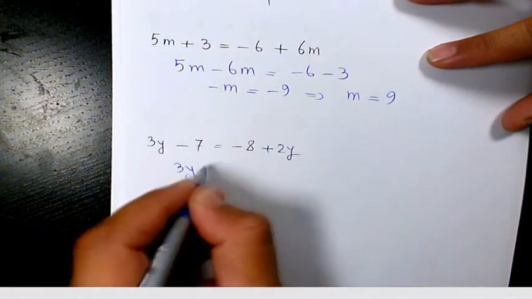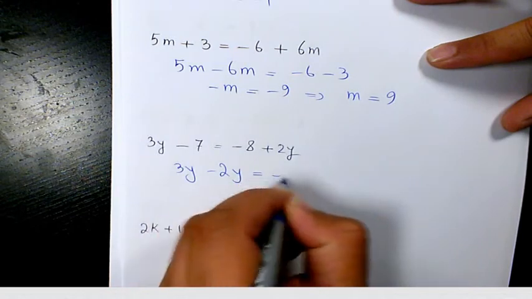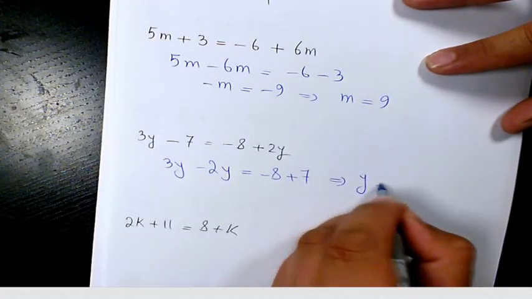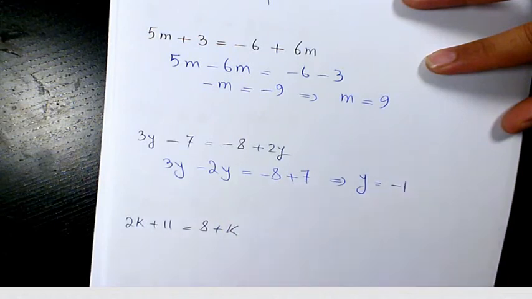3y. You move this one to y. Negative 8 plus 7. So we have 3y minus 2y is going to be y. Negative 8 plus 7 is going to be negative 1. So y will be negative 1.